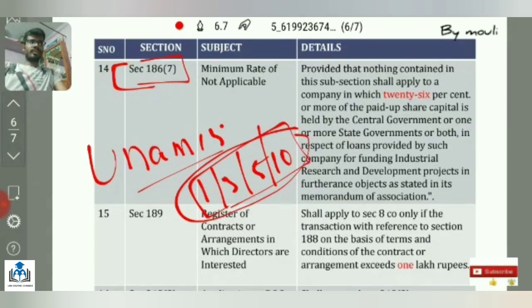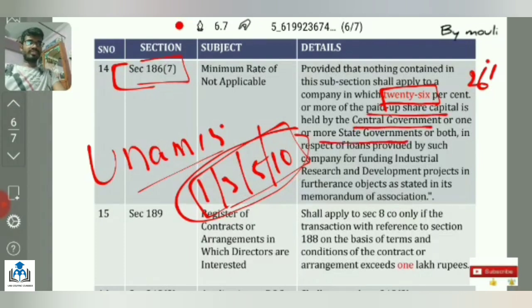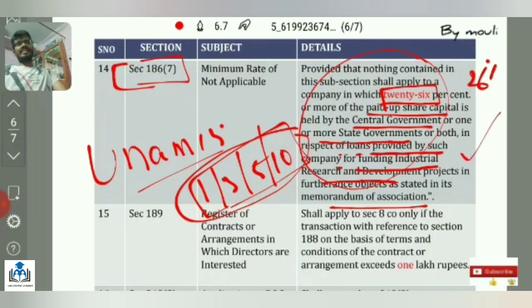We read the condition. Provided that nothing contained in this sub-section shall apply to a company in which 26% or more of the paid up share capital is held by the central government or one or more state governments or both, in respect of loans provided by such company or funding for industrial research development projects in furtherance of objects as stated in the memorandum of association, right? If this condition is satisfied by the Section 8 company, then the minimum rate of interest, that is the 1 year, 3 year government yield, is not applicable to the Section 8 company, right?